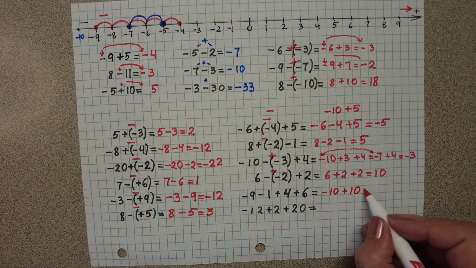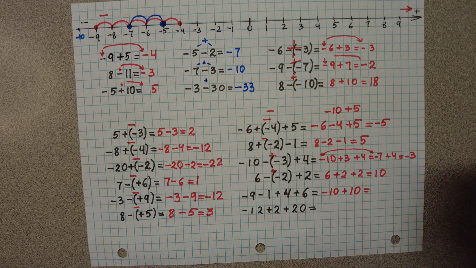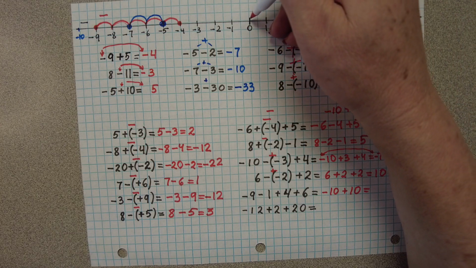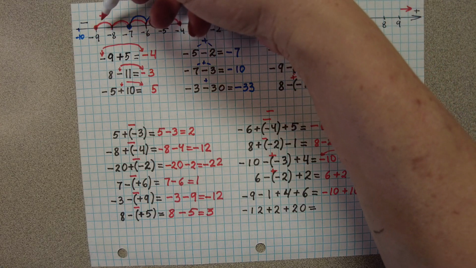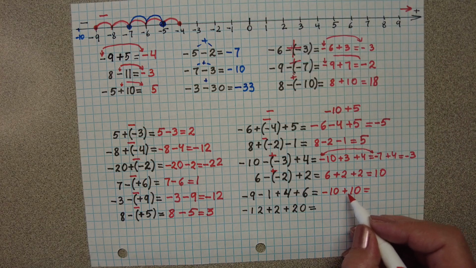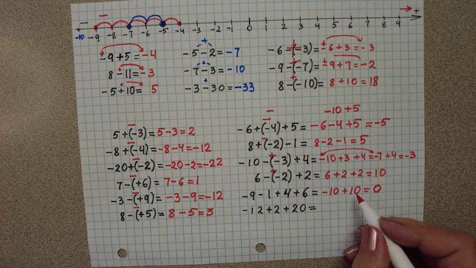Oh, we have a good case when we have the same number with different signs. If we are on 10, we go 10 to the left, we're going to land on 0. If we are at negative 10 plus 10, we're going to land on 0. So same numbers with different signs equals 0. 10 minus 10.